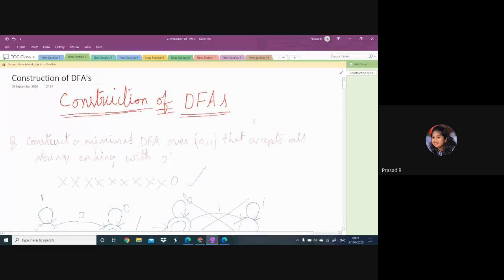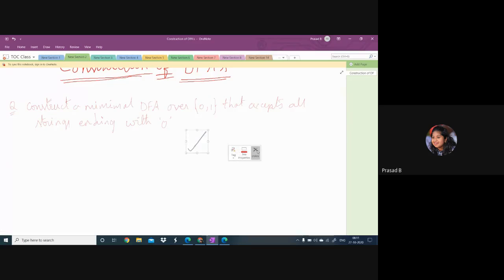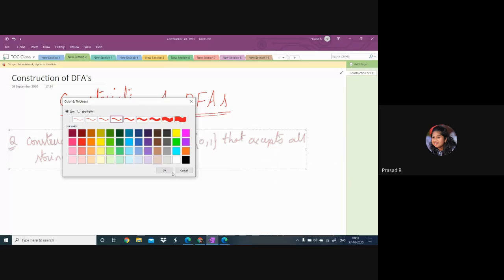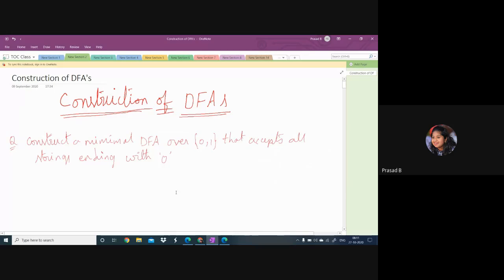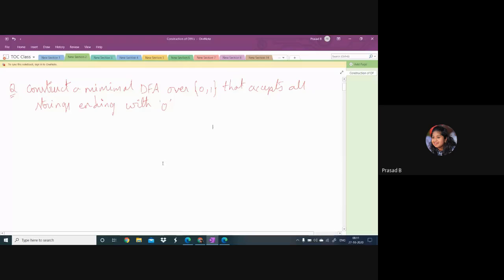Okay. Now, construction of a minimal DFA. Minimal DFA means the least possible number of states. Construct a minimal DFA, all of you note this. Construct a minimal DFA over the set {0, 1} that accepts all strings ending with 0.